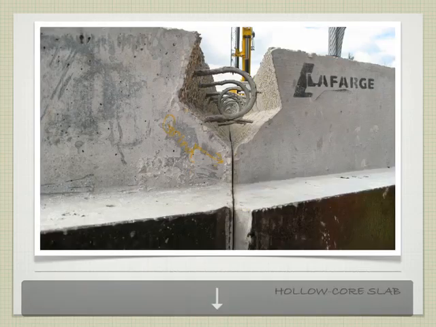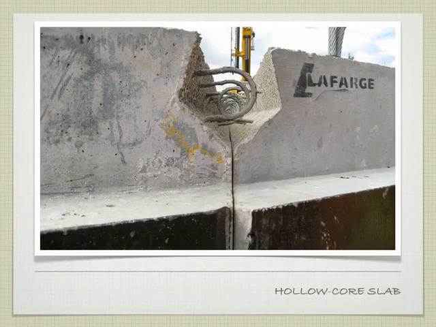So if we're looking at a close-up of a hollow core slab, something like this, this is the joint between two hollow core slabs. Obviously, this is very close up. We don't even see the hollow core pieces of it. They would be over here and over there.